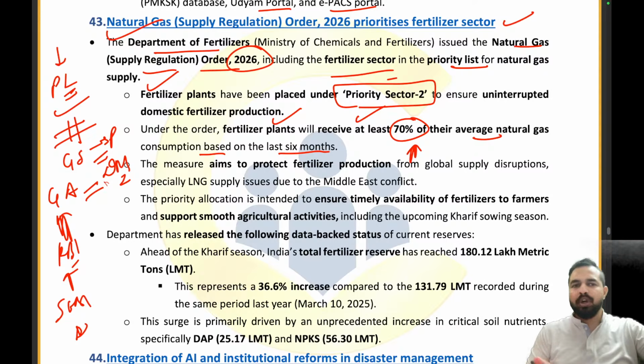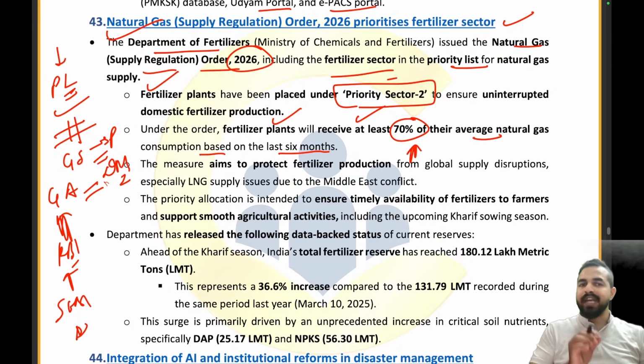So basically that's what we are discussing, right? We are saying that the fertilizer sector is now in the priority list for natural gas supply. That means we have to ensure that we are supplying natural gas in an uninterrupted manner, without failure, to the fertilizer sector, so that fertilizer production cannot stop, because they need the natural gas supply. Are you understanding?